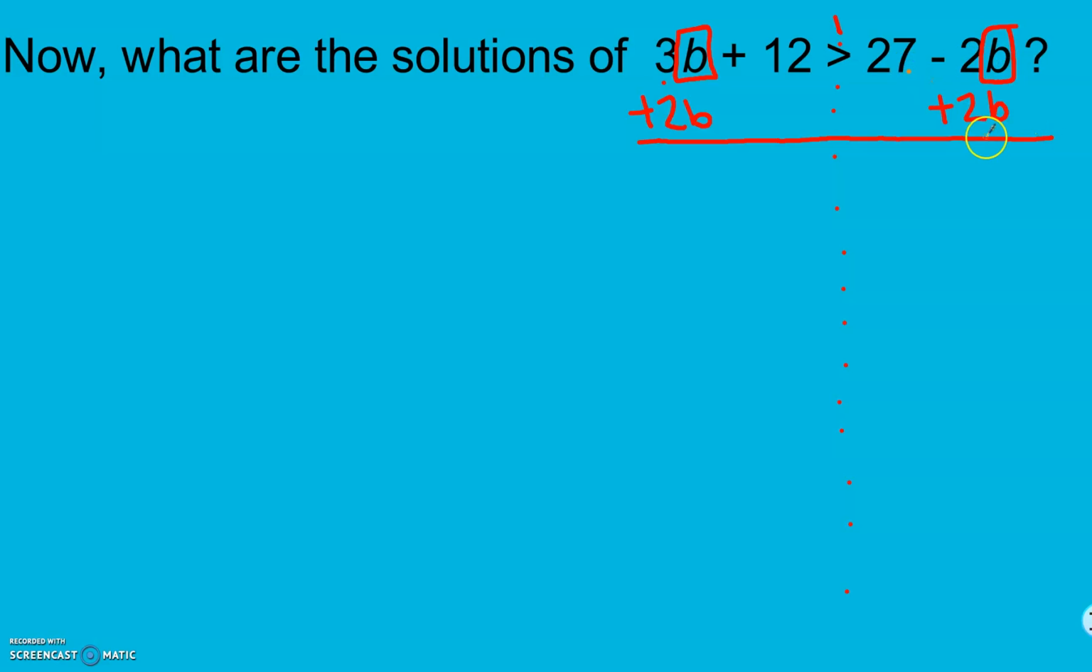Negative 2b plus 2b gives me 0 b's on my right side, which is perfect. On my left side, I have 5 b's. Notice how I did not change my constant terms. My 12 and my 27 did not change. The only thing that changed were my variables. Now I can solve.